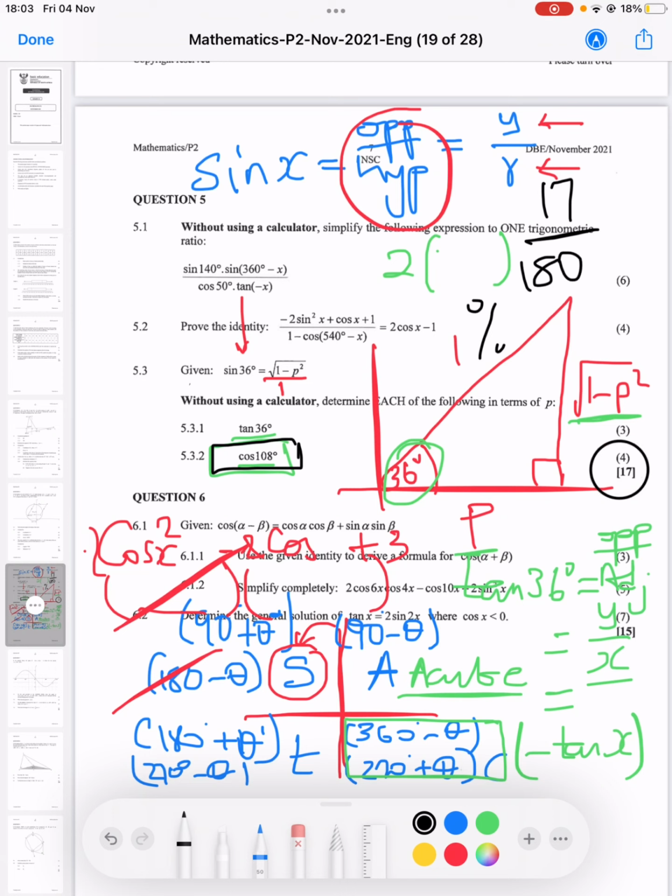Then you move on to these other questions where you are given, and then you use the given identity to derive a formula for cos that and that. By just looking at the marks, you are able to notice that the first one shouldn't be complicated, the second one also, and the third one not complicated but a lengthy calculation.